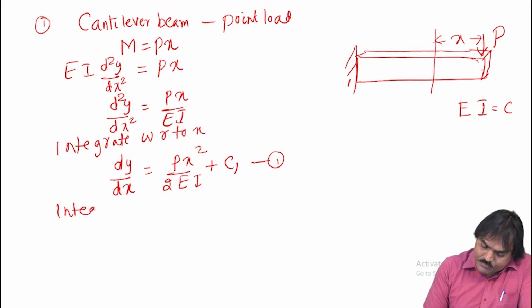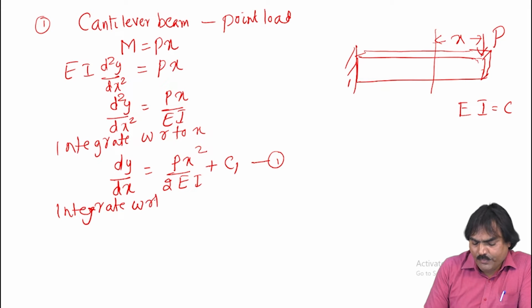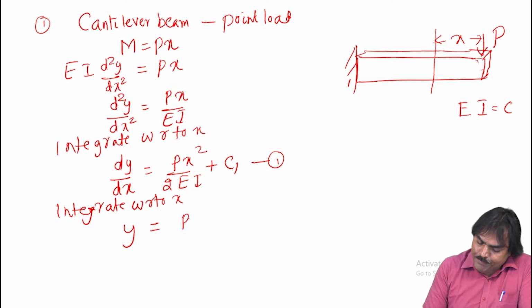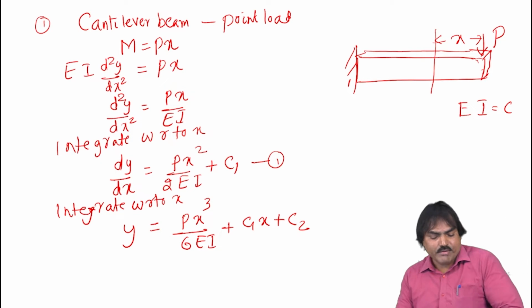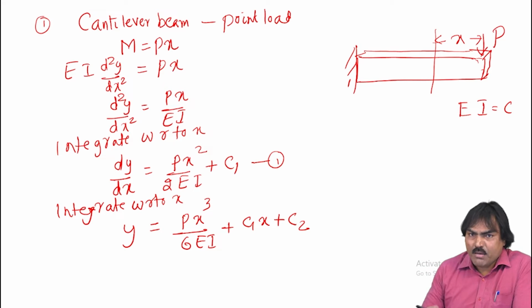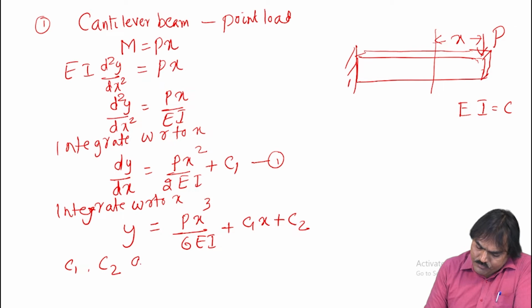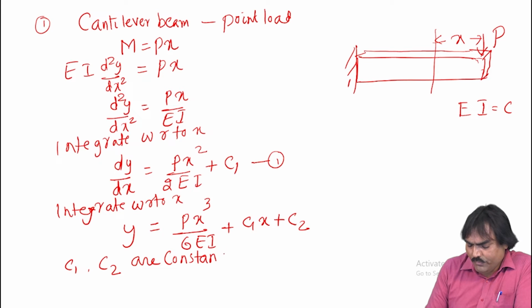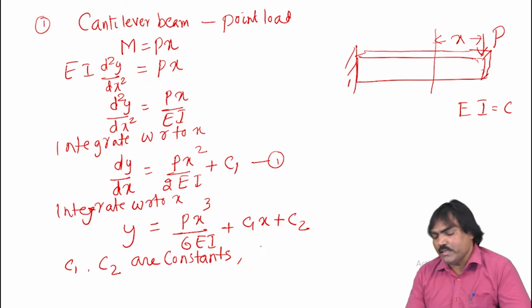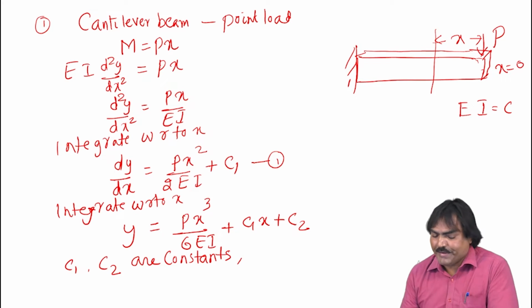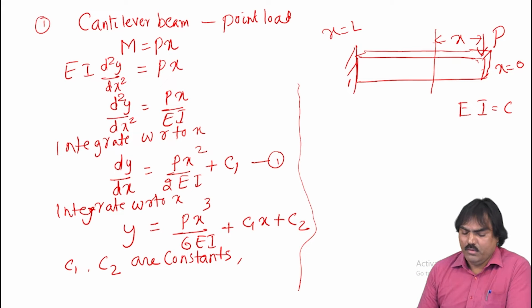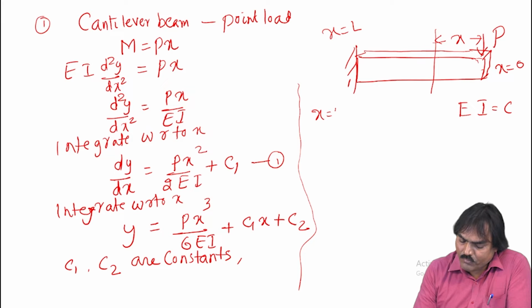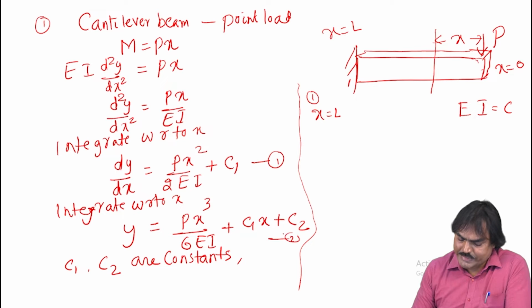Again, if you integrate with respect to x, we will get y, that is given by P into x³/6EI plus C1x plus another constant of integration C2. C1 and C2 are constants which we can determine from boundary conditions. Here x is equal to 0 at the free end, and x is equal to L, the length of the beam, at the fixed end. Call this the second equation.